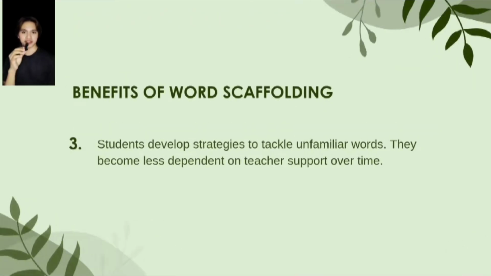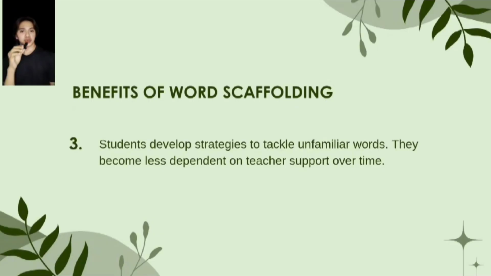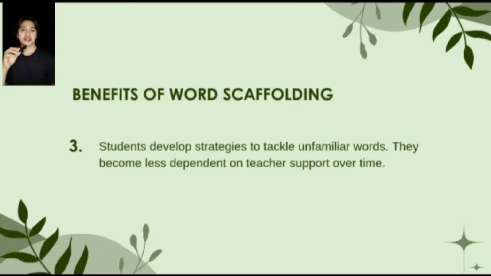The third benefit is independence, wherein students learn strategies to understand unfamiliar words without immediately asking the teacher. One important strategy is using context clues. For example, the exhausted runner sat down after finishing the marathon. So even if the students don't know the word exhausted, they can guess it means very tired because of the sentence around it. Over time, students become more confident readers.